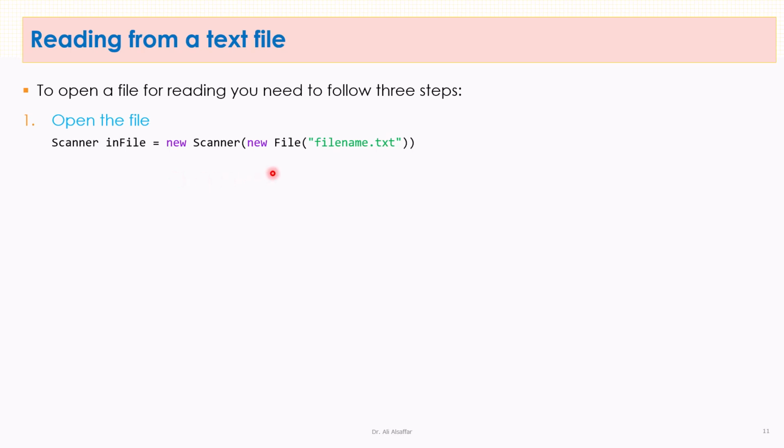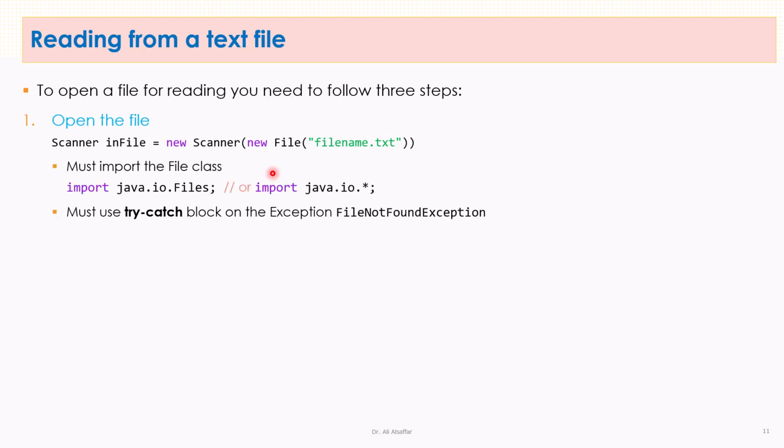But to create an object from the File class, we need to bring in the File class definition. And you do that by writing import java.io.File, because the File class definition is inside the java.io package. Or you can import all the classes that are inside the java.io package by writing a star instead of the name of the class.